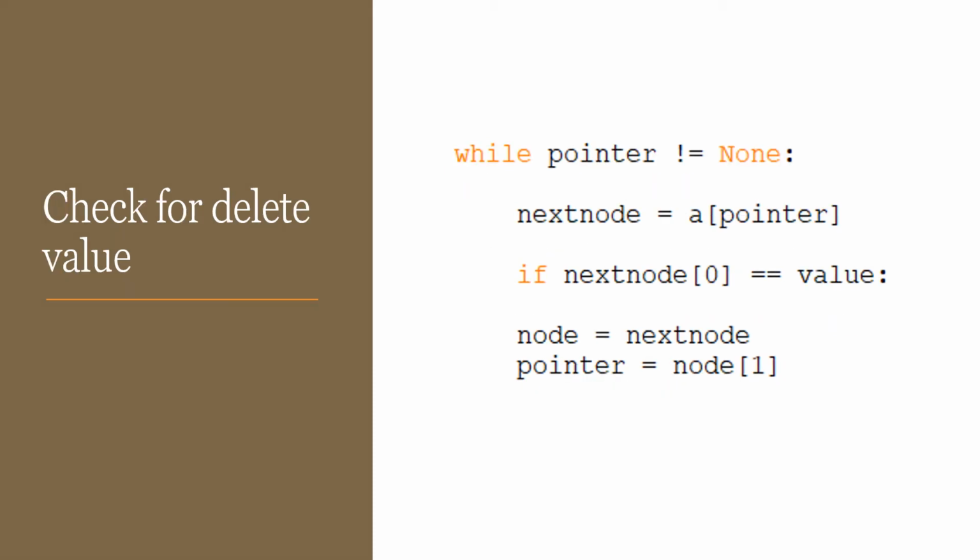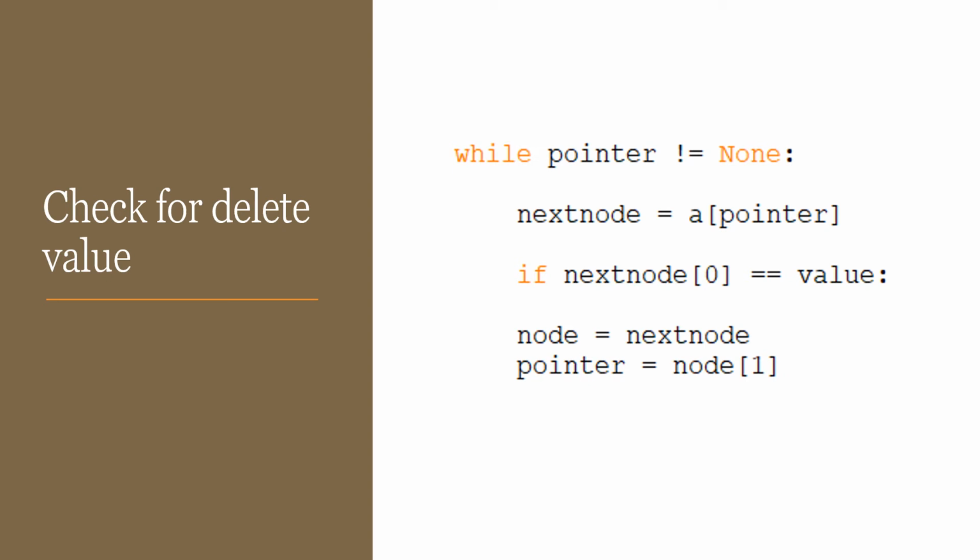Now what I've got to do is check if the next node is holding the value that I'm looking for, because if it is, I've got to delete it using the method that we've just learned. So I'm traversing the whole list, setting the next node, looking at the next node, and if the value in the next node is the one I'm looking for, I've got to do that overwriting the pointers thing.